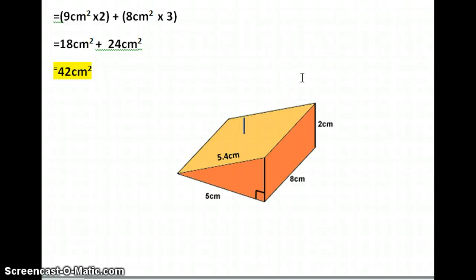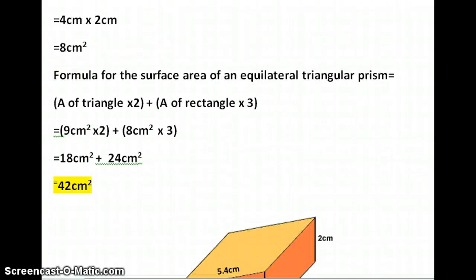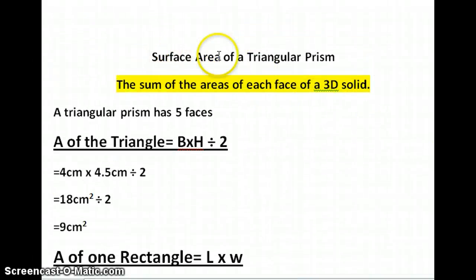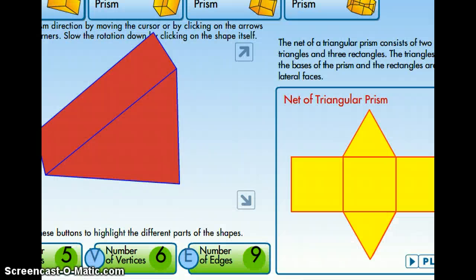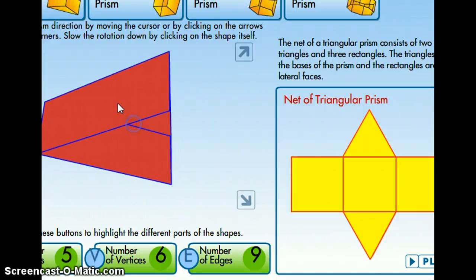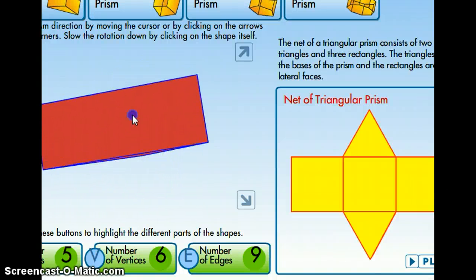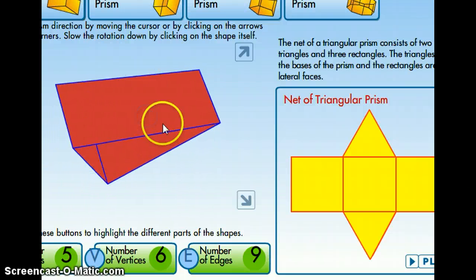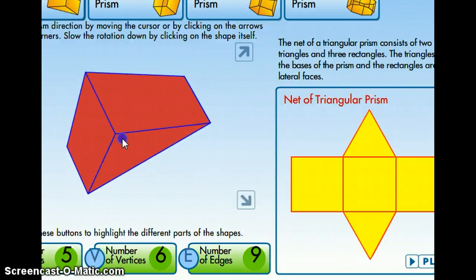Bring in your answer to class tomorrow, and we can discuss it then. So that's your little introduction to the surface area of a triangular prism, and really the surface area of any 3D solid. I hope that seems pretty simple to you now that you know all the formulas for finding the areas of these shapes, and we're going to work on it more tomorrow.